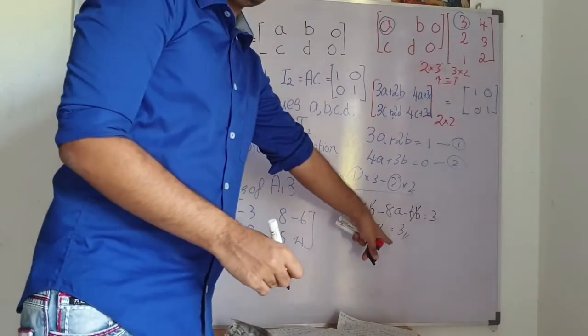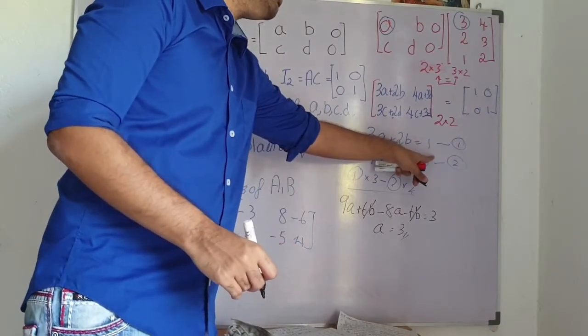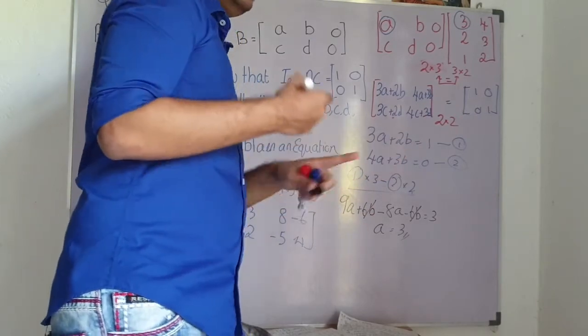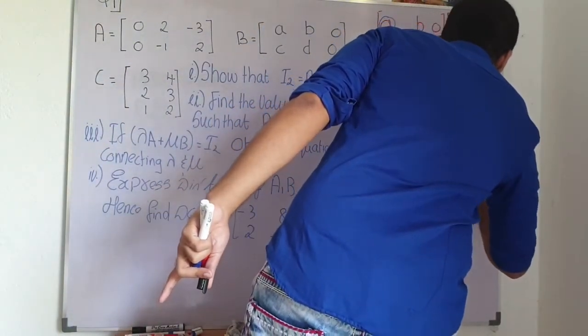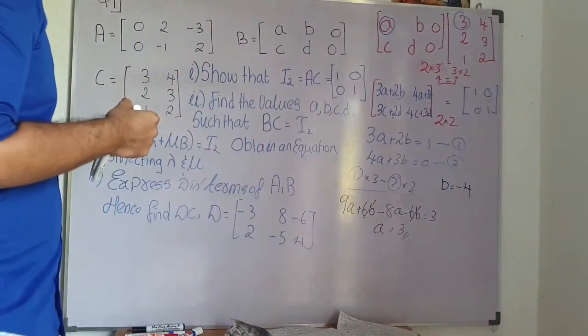When you substitute this A into 3, this will be 9. This will go to this side. Minus 9 will become minus 8. When we divide that by 2, we get B equals minus 4. So now you have obtained the values for A and B.